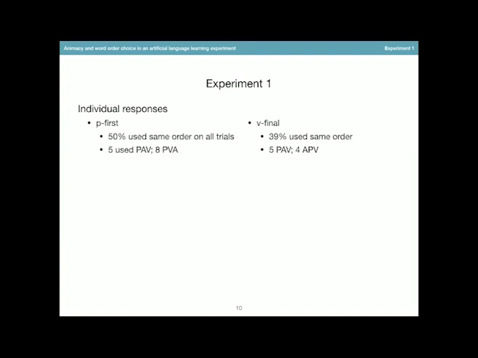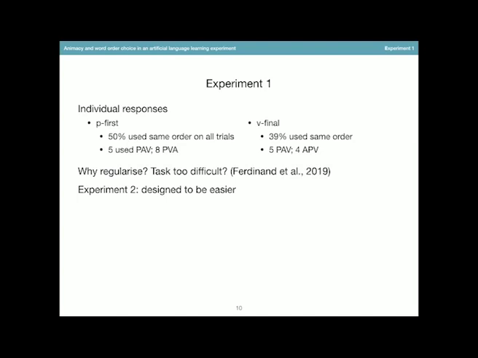Well, one possibility is that the learning task was just too difficult. There have been studies that have shown that the tendency to regularize across variants increases as the cognitive demands of the task increase. So people had 11 concepts to learn, they had a grammar rule, in the space of about 10 or 15 minutes, I think the experiment lasted. So to address this, we designed a second experiment that was intended to make things easier for people.